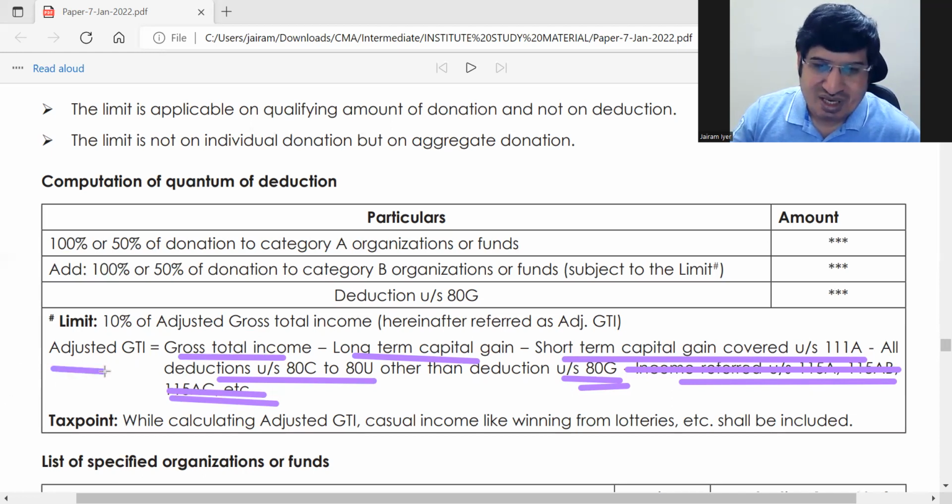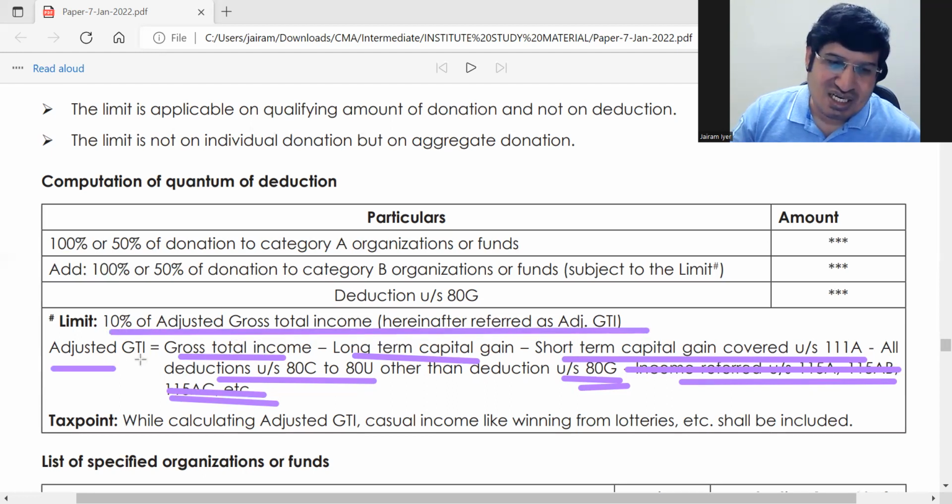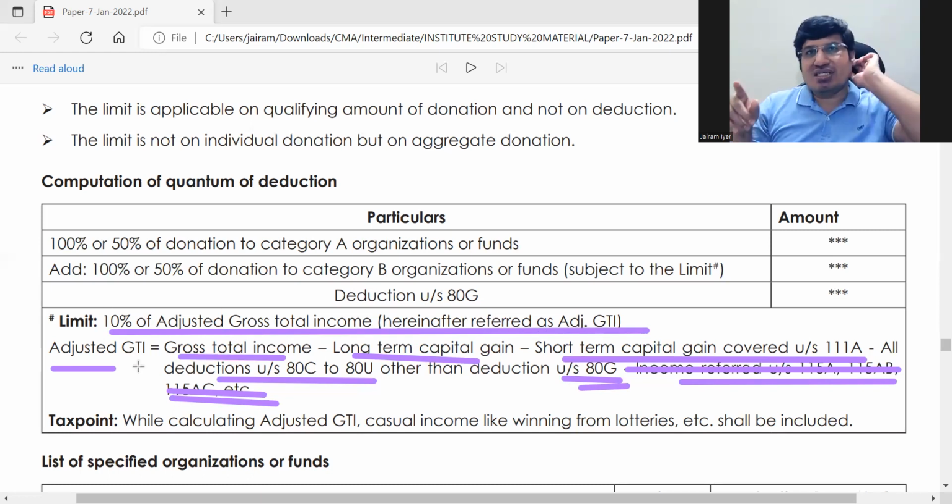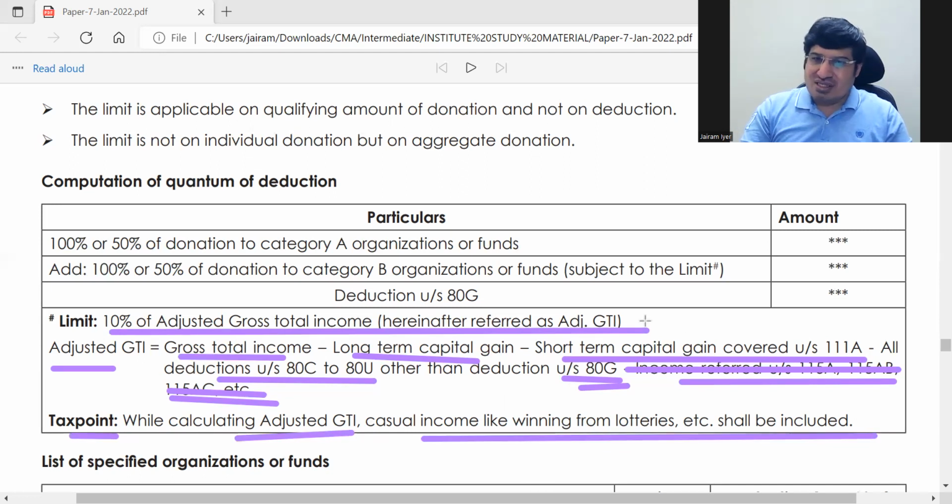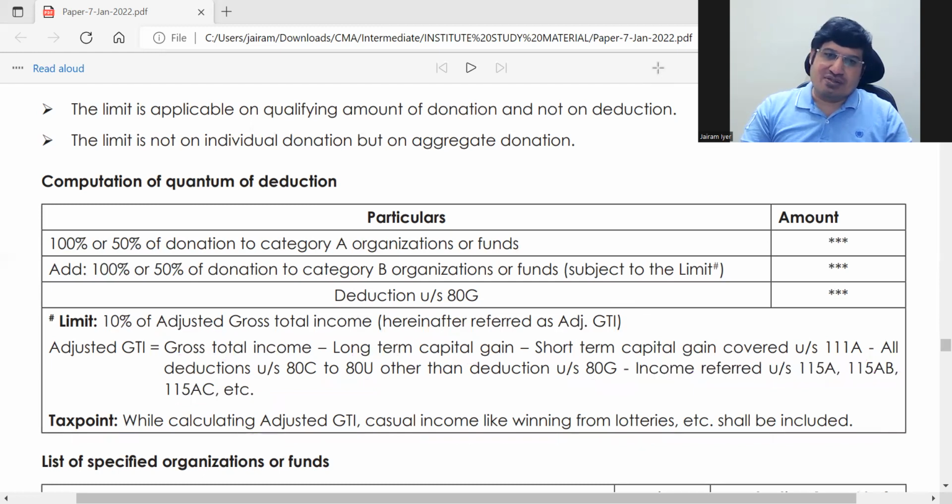बस उतना ही है. Okay, the limit is 10% of adjusted GTI. So whatever adjusted GTI you have calculated, take 10%. That is the limit for all deductions of the category B organizations. For all deductions, you cannot exceed 10% of adjusted GTI. और यहाँ पे there's a note that while calculating adjusted GTI, casual income shall be included. We have not deducted casual income here, right? ठीक है.